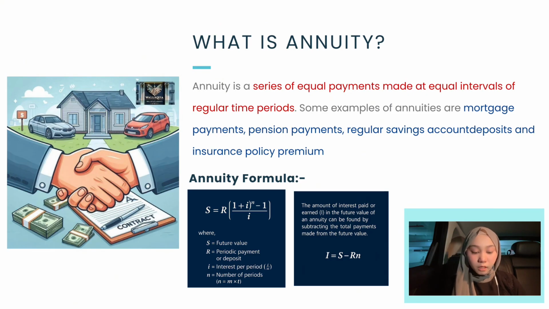Now, let's look at the formulas used for annuities. We use this formula to find the future value of an annuity: S equals R multiplied by open bracket, open parenthesis 1 plus I to the power of n minus 1 close parenthesis divided by I close bracket, where S is the future value, R is the regular payment, I is the interest per period, and n is the number of periods. To find the interest earned, we use I equals S minus R times n.